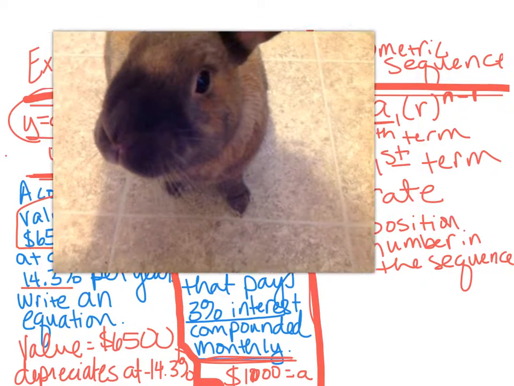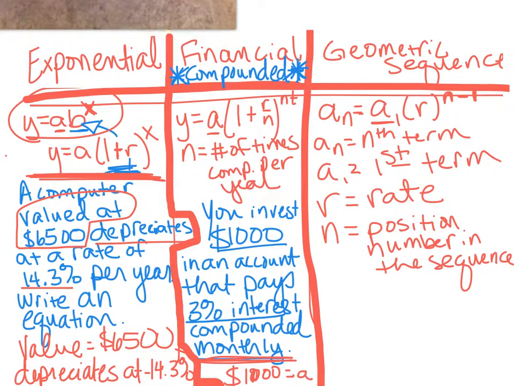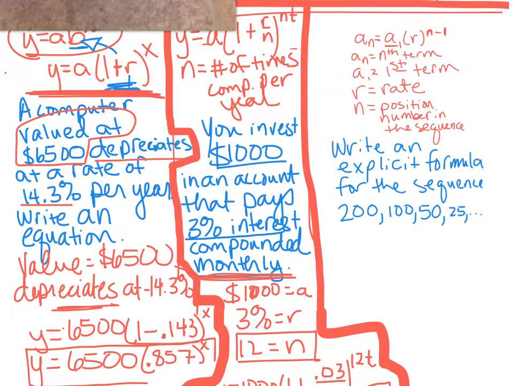Alright, so putting bunny aside, let's get back to our problem. So let's look at an example. Let's write an explicit formula for the sequence 200, 100, 50, 25. So the first thing you're going to want to do is identify, well, what's the pattern? And the pattern is I am taking half every time.